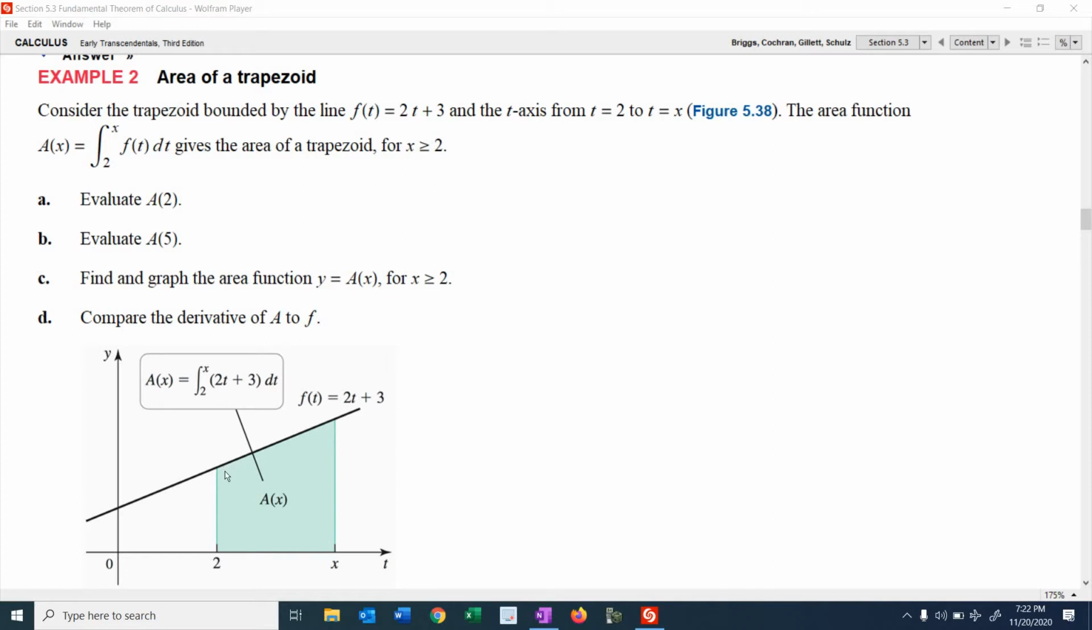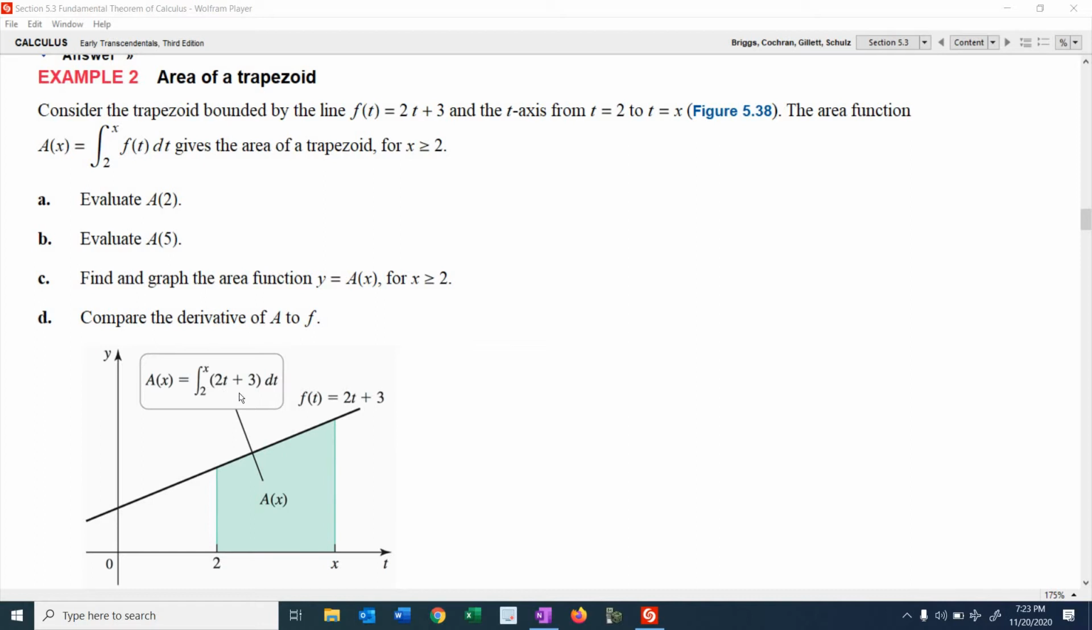that has a left endpoint of 2. Then the right endpoint we're going to call a variable, we're going to call it x. We're going to allow the right endpoint to vary, so let's call it x. Okay, so then let's find the net area trapped between the function and the t-axis between these two endpoints. Well, that can be described with a definite integral. It's the definite integral from 2 to x of 2t plus 3.